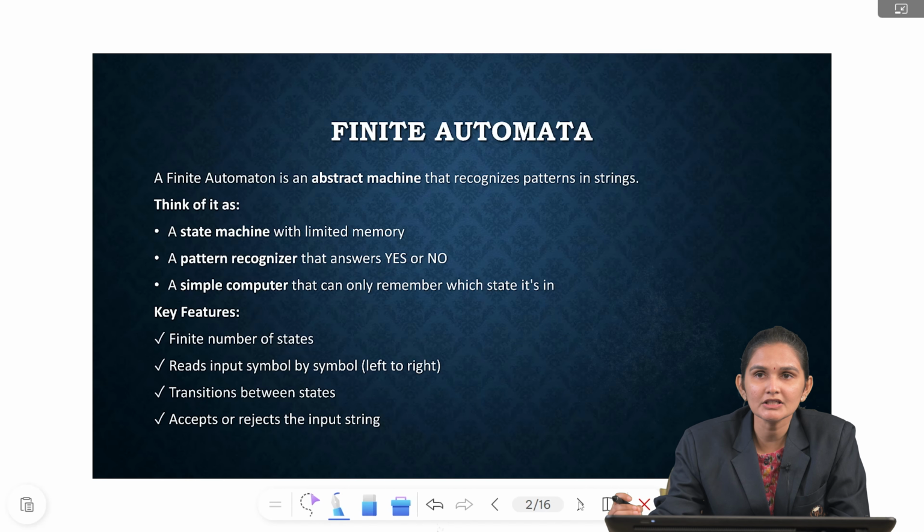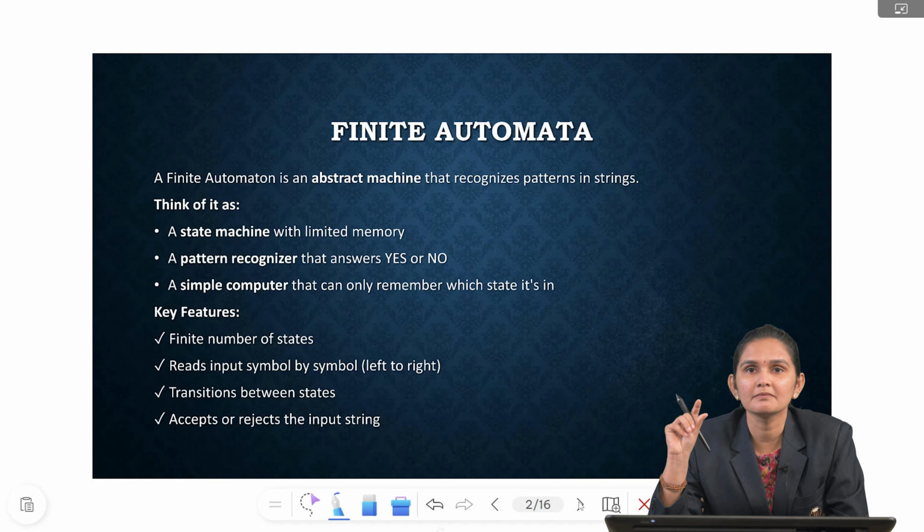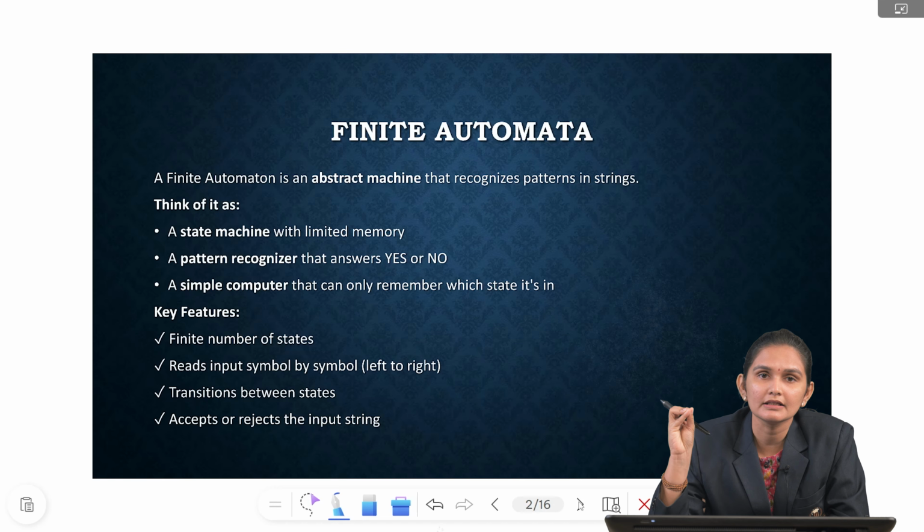It is a state machine which has finite memory. It will take the strings and say whether the strings are accepted or not. These strings come from a regular language. This state machine is a pattern recognizer.